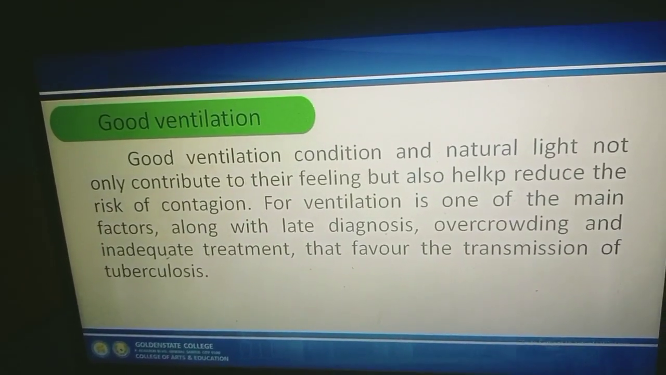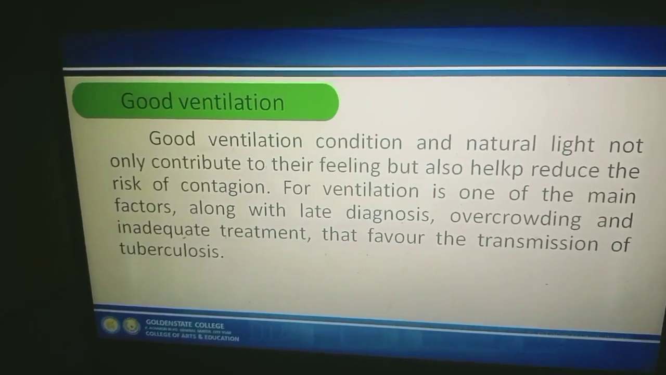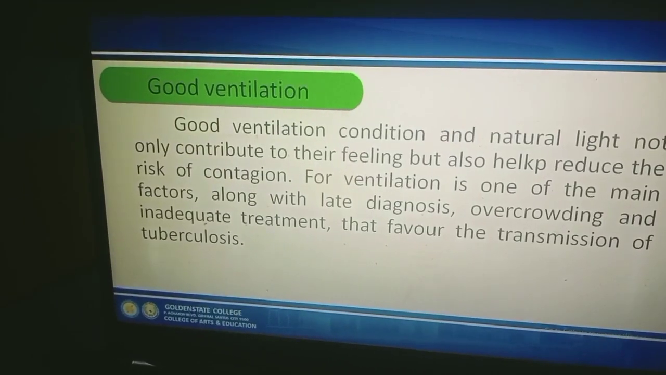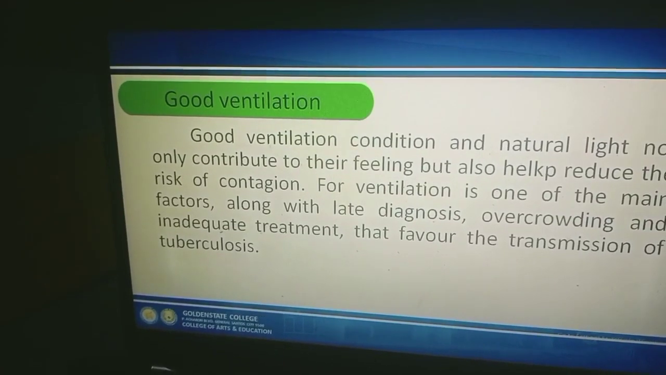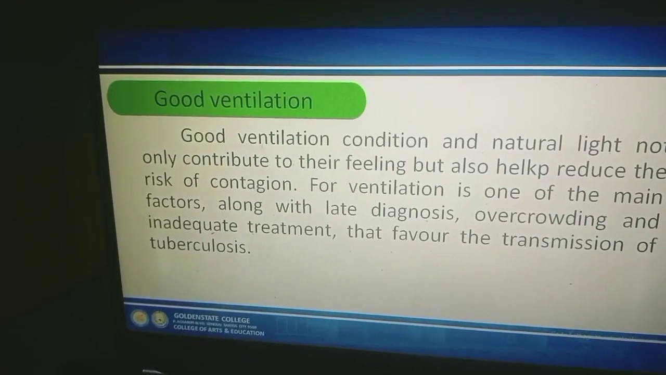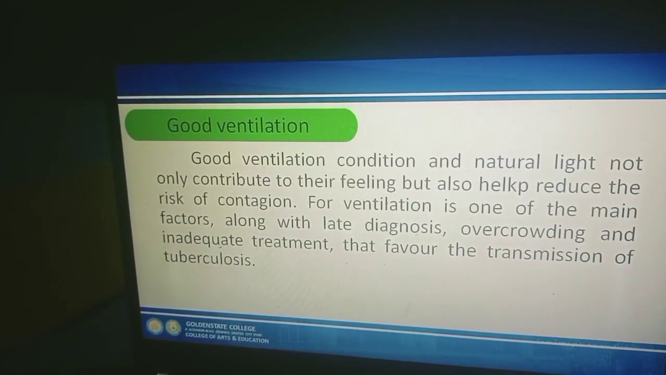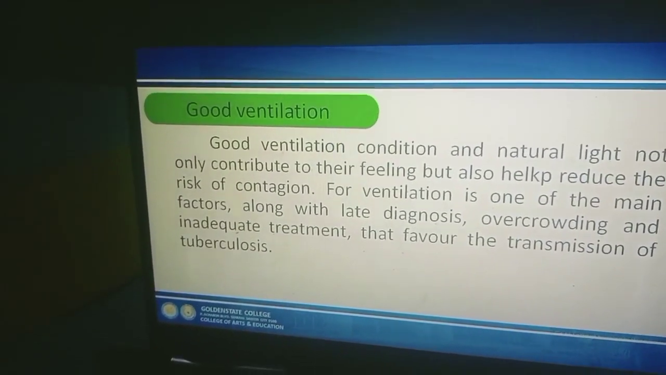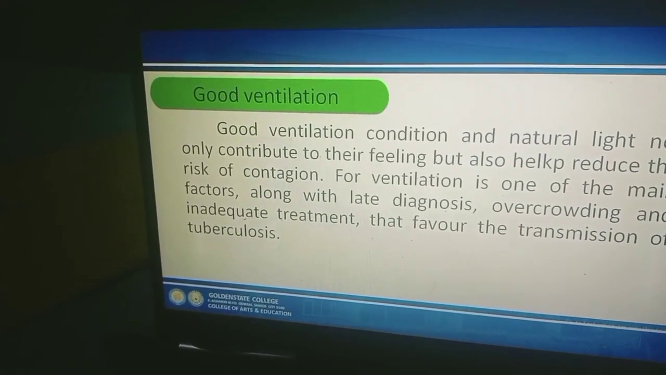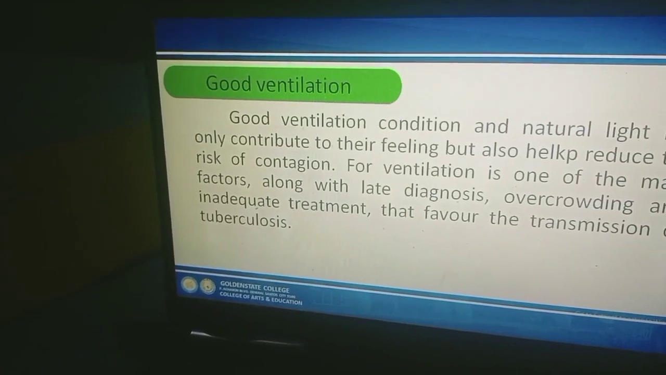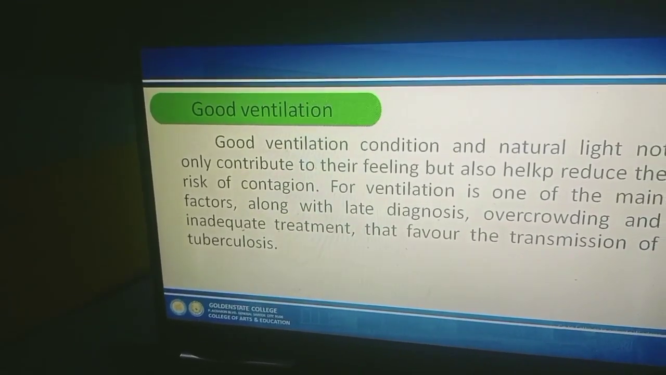Okay, let's proceed to good ventilation. Good ventilation, conditions, and natural light not only contribute to their feelings but also help reduce the risk of contagion. Meaning contagion is the diseases. Ventilation is one of the main factors, along with late diagnosis, overcrowding, and inadequate treatment, that favors the transmission of tuberculosis.